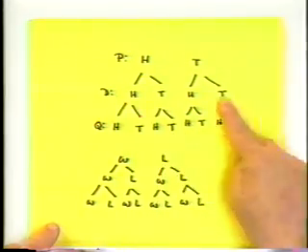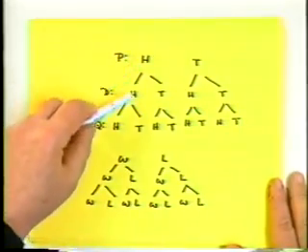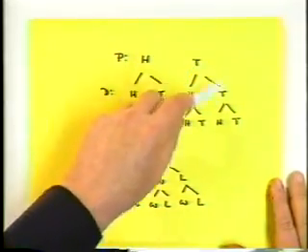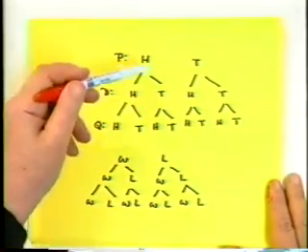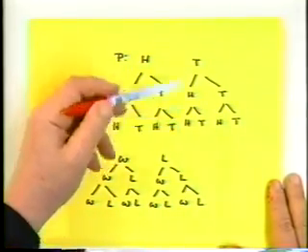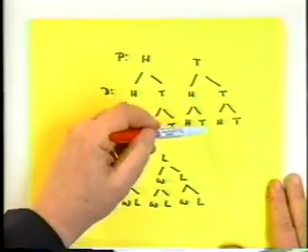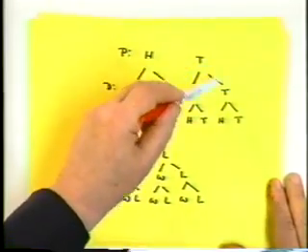See, with 2 coins, there are 4 possibilities. See them? Head, head, head, tail, tail, head, tail, tail. With 3, it's head, head, head, head, head, tail, head, tail, head, head, tail, tail, tail, head, head, tail, head, tail, tail, tail, head, tail, tail, tail.